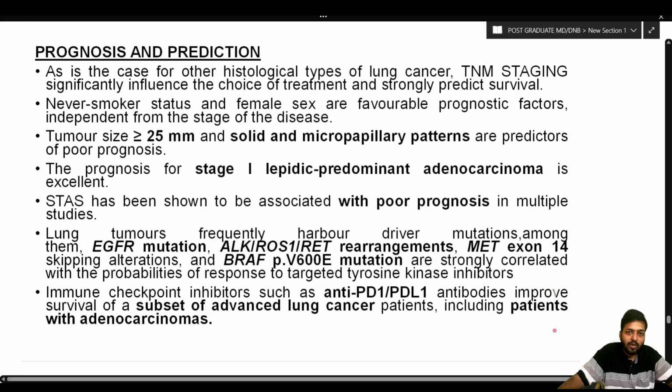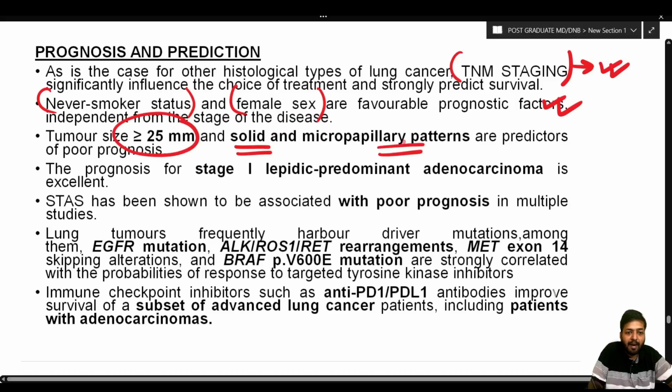Coming to the prognosis and prediction of the tumor: as in the case of other histological types of cancer, TNM staging is the most important prognostic factor, very, very important. Never smoker status and female sex are favorable prognostic factors, independent of the stage. Tumor size more than 2.5 centimeters and solid and micropapillary patterns are associated with a poor prognosis. Prognosis for stage 1 lipidic predominant adenocarcinoma is excellent. Tumors showing spread through air spaces are associated with a poor prognosis.